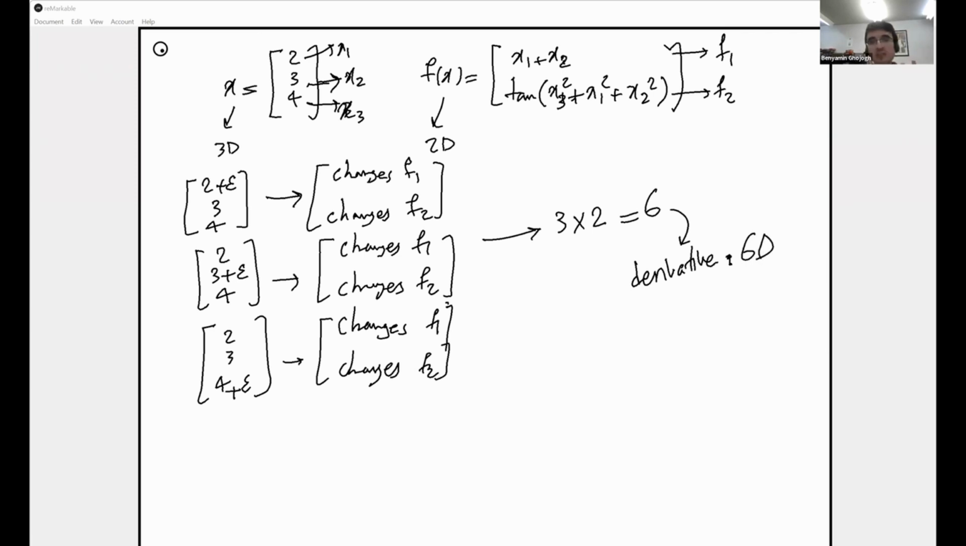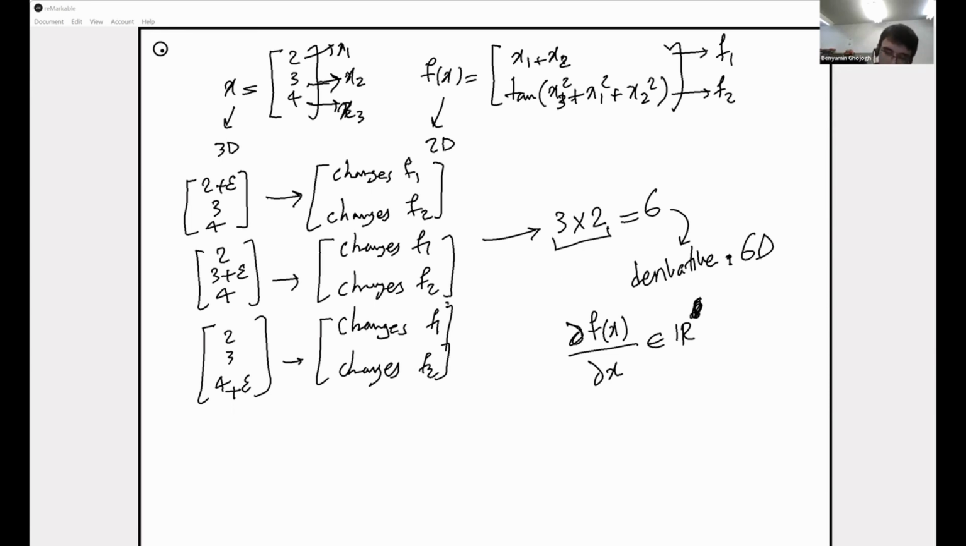This is what derivative means: by changing the input, how much effect do we have on the output, right? We usually denote the derivative with this partial f of x with respect to x. This means the derivative of f with respect to x. This is 6-dimensional. Sorry, this is 6-dimensional, but there is a but here.